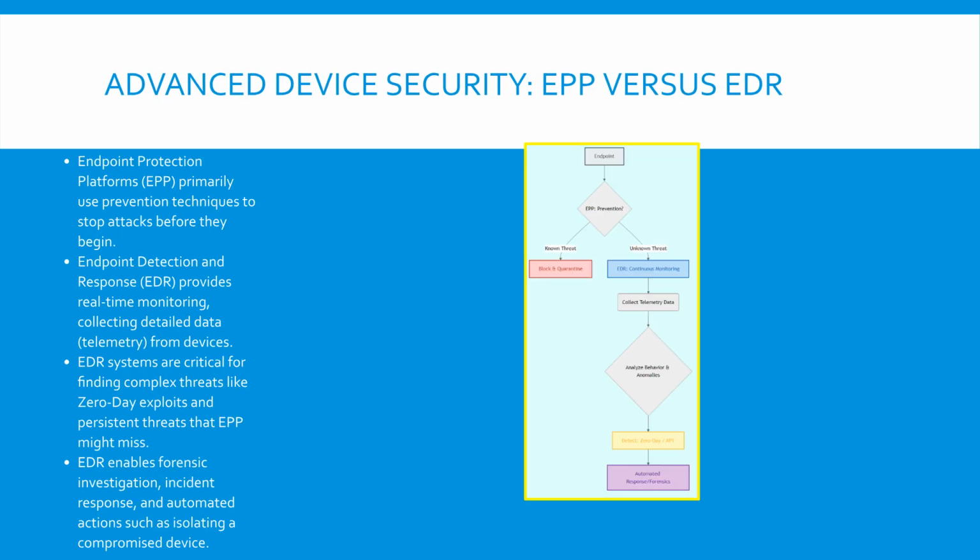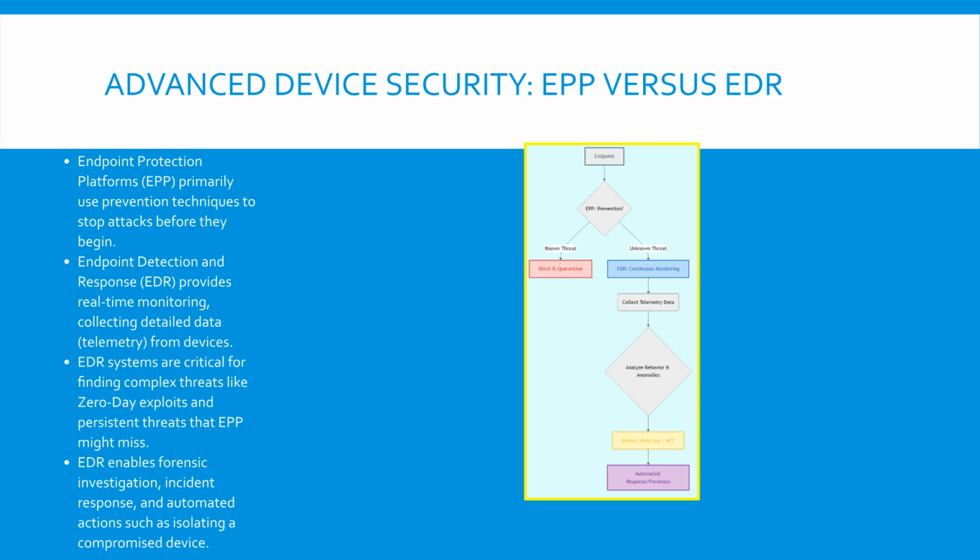Building upon the basic prevention provided by the Endpoint Protection Platform, we introduce Endpoint Detection and Response, or EDR. EPP is like a strong lock on the door, focusing mainly on stopping known threats before entry. In contrast, EDR is a complete internal surveillance system that watches everything happening on the device, gathering massive amounts of detailed information known as telemetry in real time.